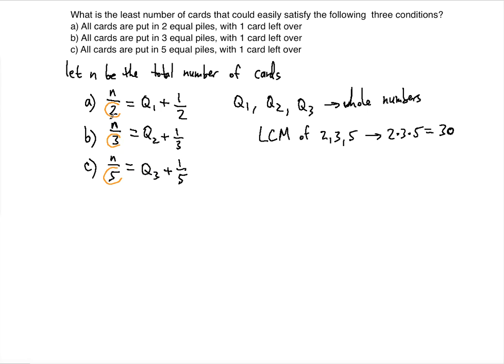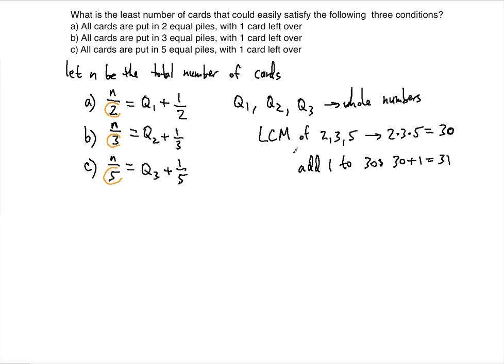Now if you substitute n with 30, you will get 15 here, you will get 10 here, and then you will get 6 here. However, that's not enough, because then you will have to subtract fractions from each of those numbers, and you will have a problem with the quotients because the quotients will not be whole numbers. So what do we do? Notice that if you add 1 to 30, you will get 31.